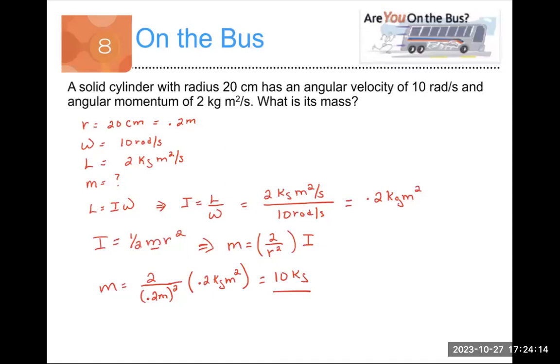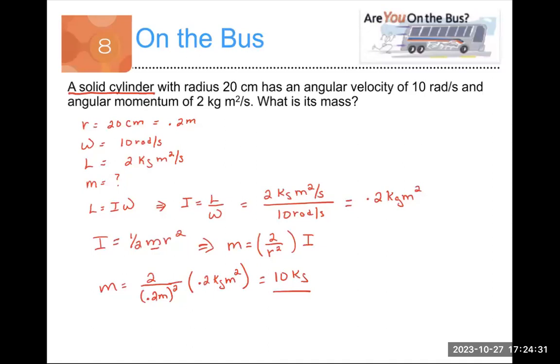So you see, we had to take a couple of different steps. First, we had to calculate what I was, and then we had to go back and look up what I is for a solid cylinder, so that we could pull out the mass and find the value we were asked for.